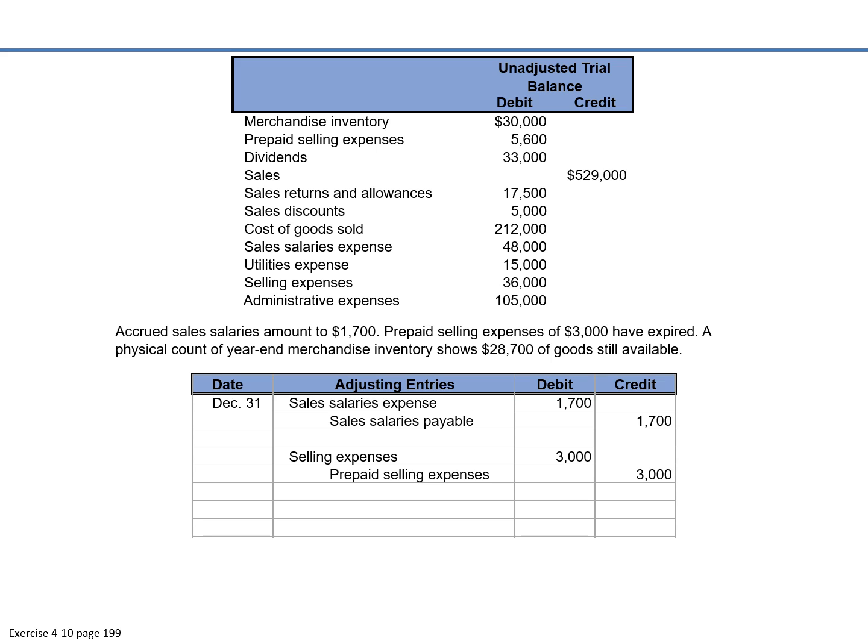and we do that with a credit. And then the physical count shows that $28,700 are still available in our merchandise inventory account, and so we have $30,000 on our unadjusted trial balance. We need to be at $28,700, and so to reduce our inventory account, we'll debit our cost of goods sold by $1,300, and we'll credit our merchandise inventory by $1,300.